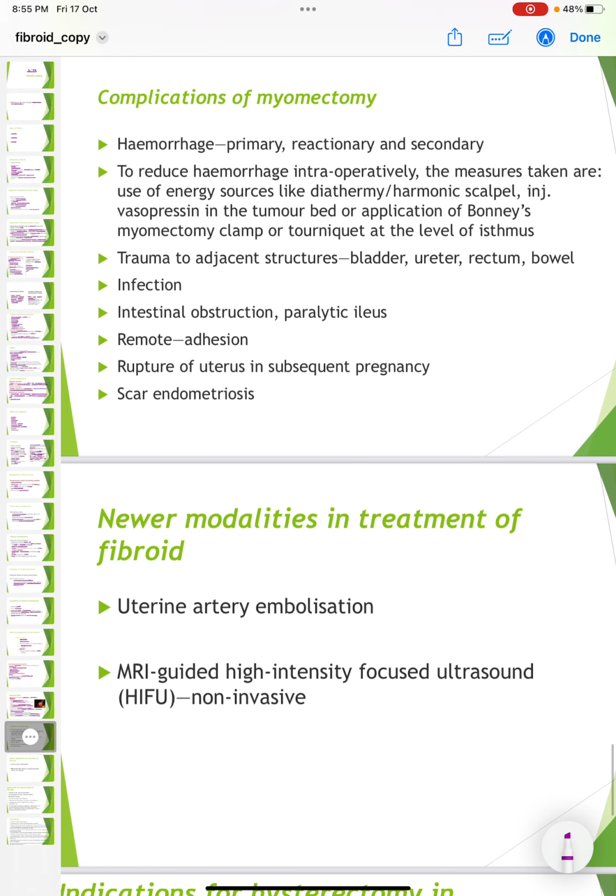So complications can be primary, reactionary or secondary hemorrhage. To reduce the hemorrhage, we use energy sources like diathermy or harmonic scalpel, injection vasopressin in the tumor bed, and Bonney's myomectomy clamp or tourniquet at the level of the isthmus. Other complications are trauma to adjacent structures like bladder, ureter, rectum and bowel, infection, intestinal obstruction, paralytic ileus, adhesions, rupture of uterus in subsequent pregnancies, and scar endometriosis. So these are the complications of myomectomy.